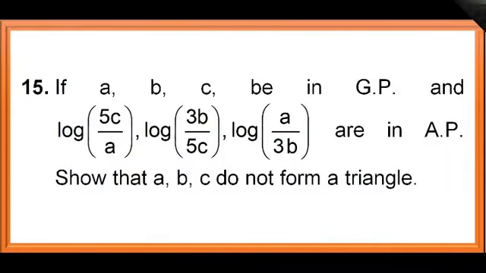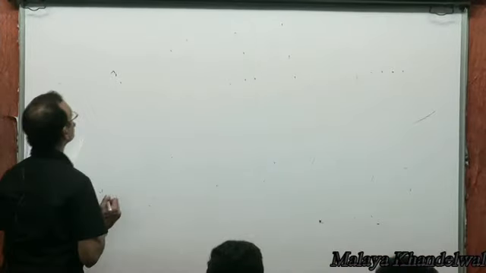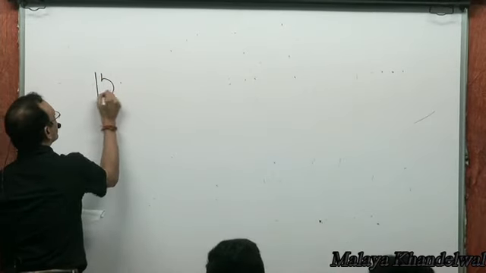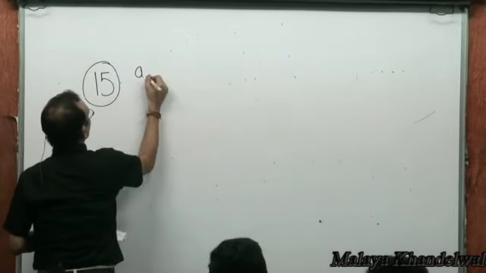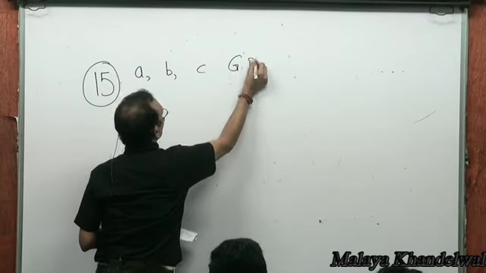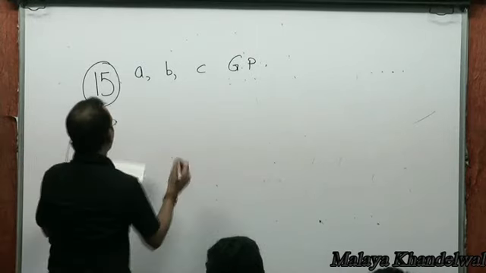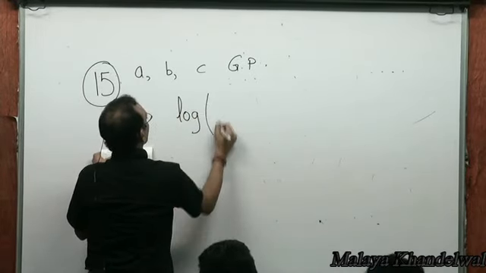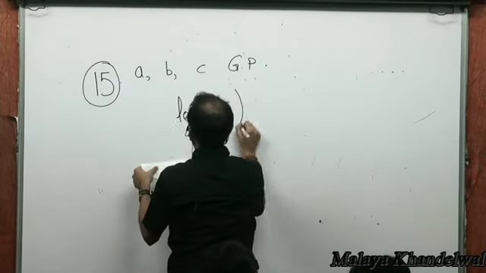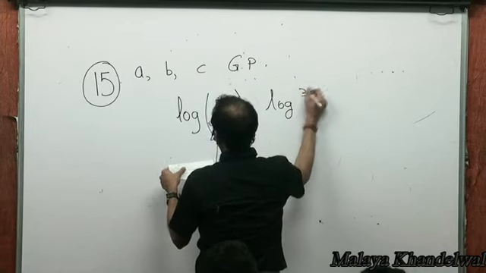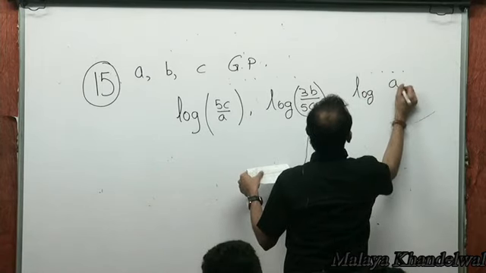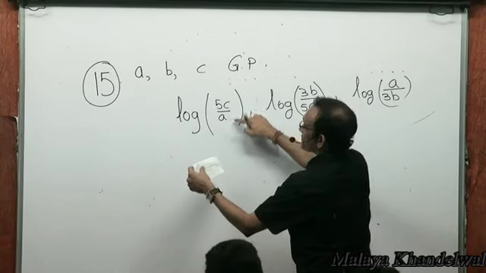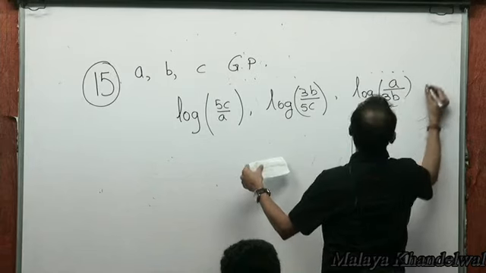All's good? Let's look at 15 together. A, B, C are in GP, and log of 5c by a, log of 3b by 5c, and log of a by 3b, right? 5c by a, 3b by 5c, and a by 3b are in AP.